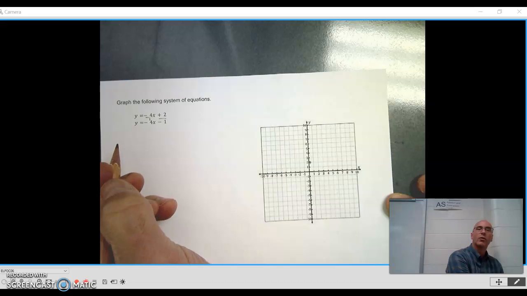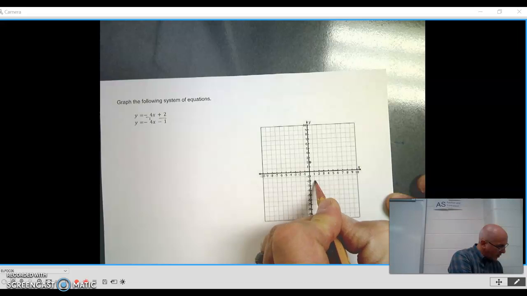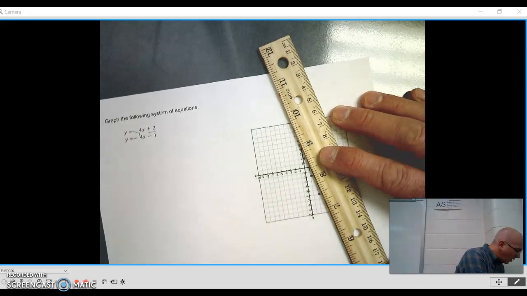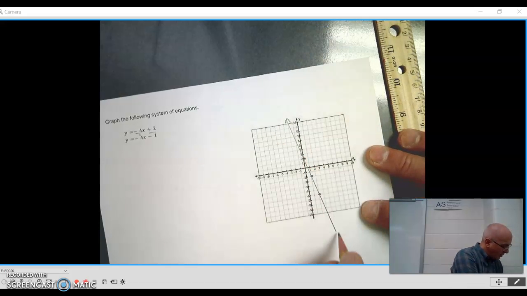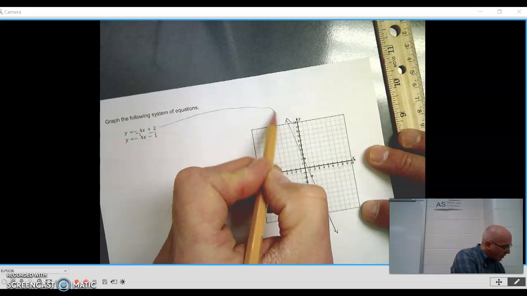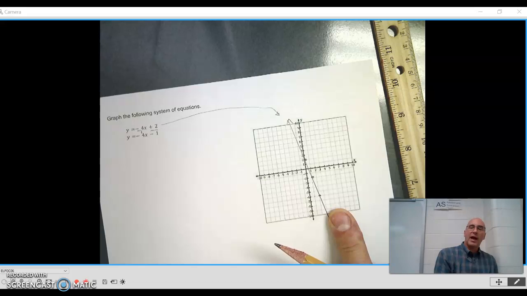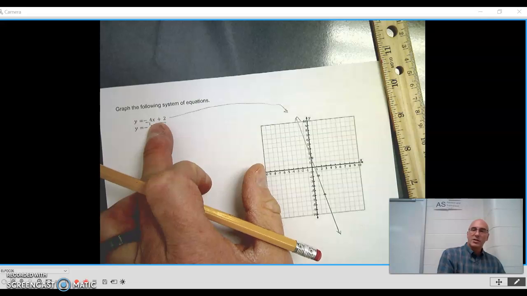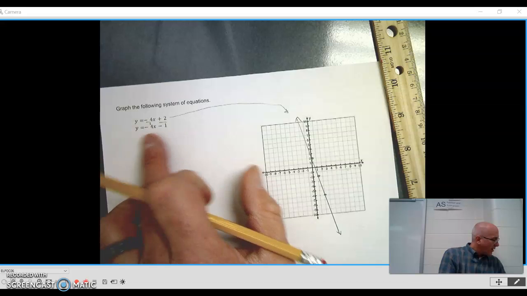So we put that over a 1, so we go down 4 over 1. 1, 2, 3, 4 over 1. So I will now draw that line. So just as a reminder, that line that we just drew on the coordinate plane, that is the set of all points that solve this first equation. Okay, now I will have the next one.